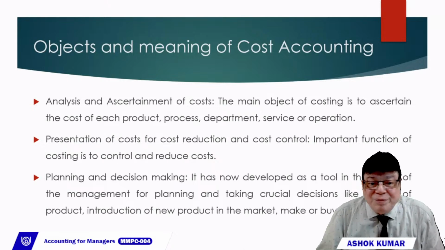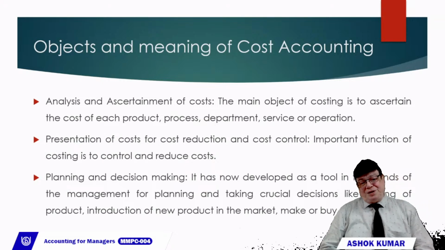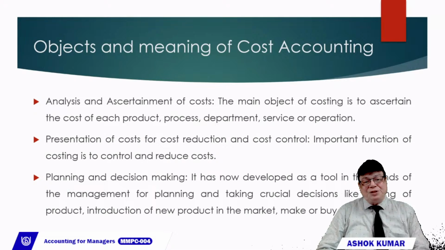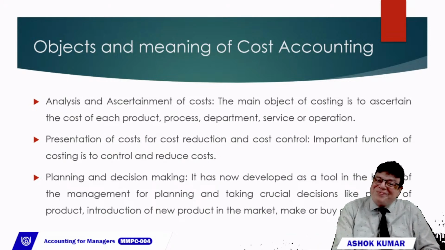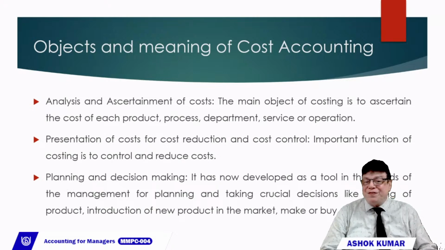Now, analysis and ascertainment of cost. The main object of costing is to ascertain the cost of each product, process, department, service, or operation. Now we take the example of a bank. A bank collects deposits for the purpose of lending. When they decide about the lending rates of interest, they see how much the deposit is costing them. Then they add some profit, and then they quote the interest for loans.